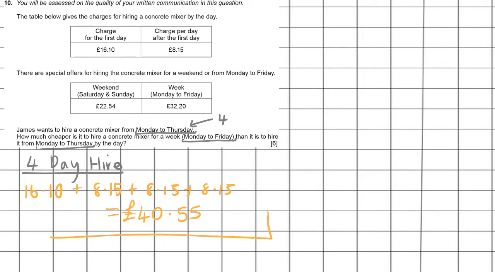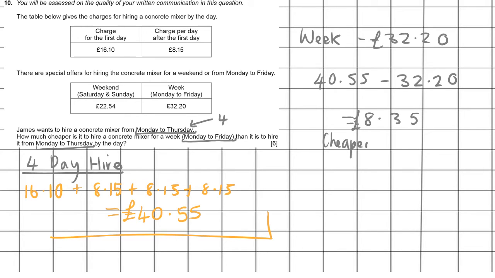Okay, so now we know the 4-day hire. So now we want to know the special offer week, so a whole week. So 1 week is £32.20. So therefore the difference is £40.55, take away £32.20, gives us £8.35, so therefore cheaper to hire for the week.